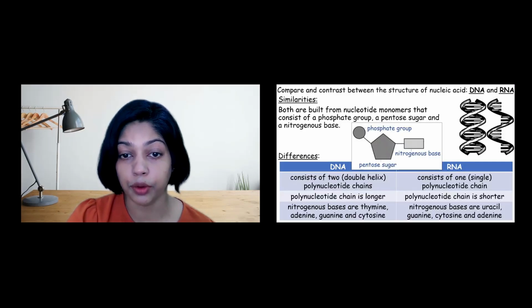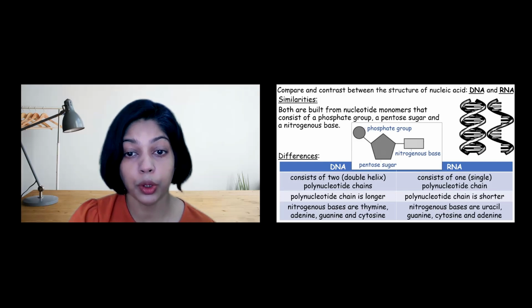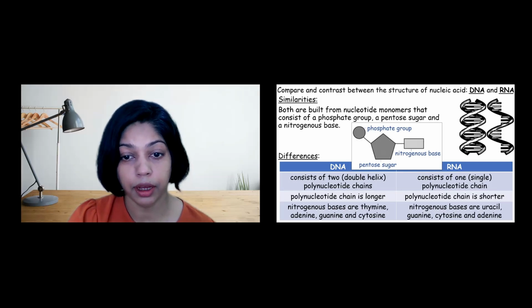There are two types of nucleic acid, which are DNA and RNA. Both of them are made up of nucleotide monomers. Each nucleotide consists of a phosphate group, a pentose sugar, and a nitrogenous base.